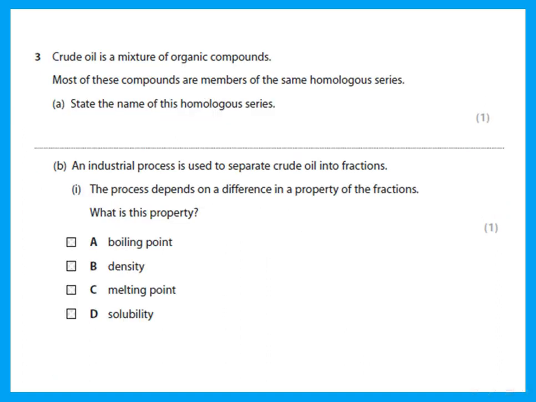The third question says crude oil is a mixture of organic compounds. Most of these compounds are members of the same homologous series. State the name of this homologous series. Okay, if we do a separation of crude oil or petroleum, most of the substances that come out are alkanes. So you have to remember that crude oil is a mixture of alkanes, or in general, a mixture of hydrocarbons.